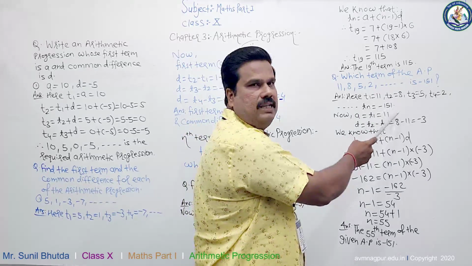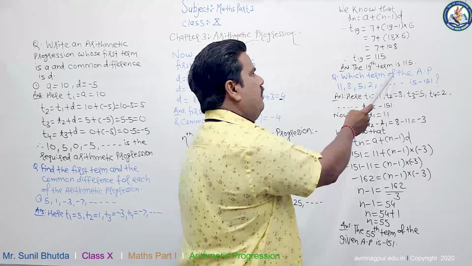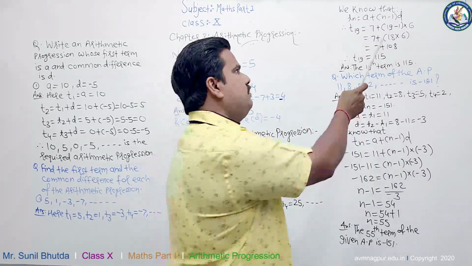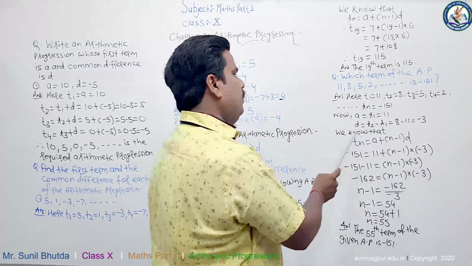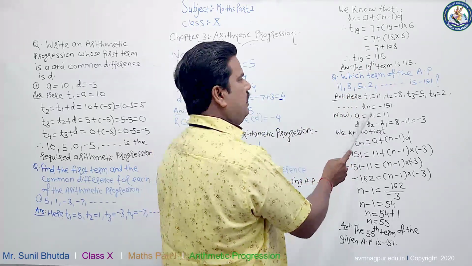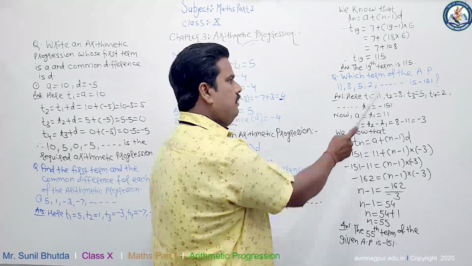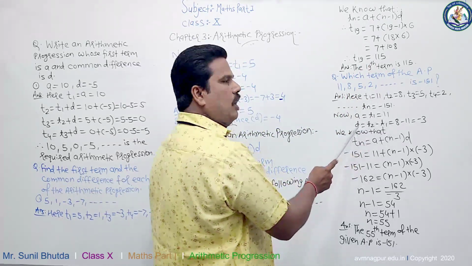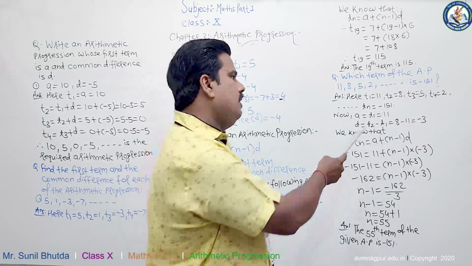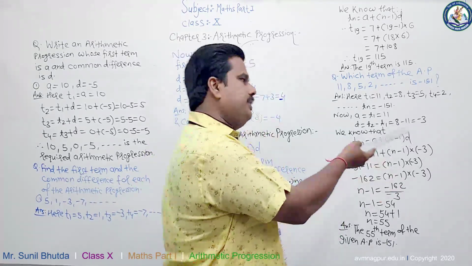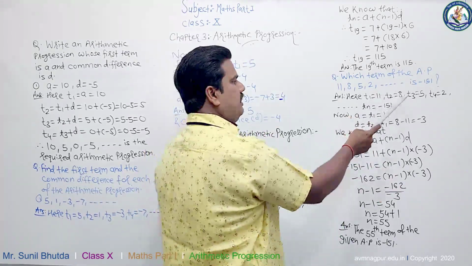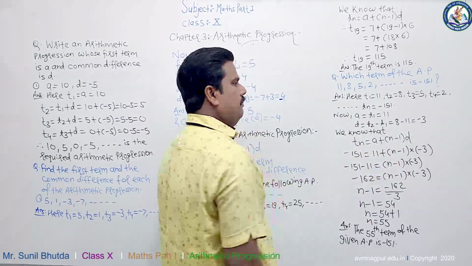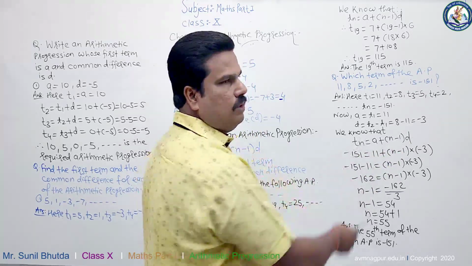Tn is minus 151, and we have to find which term. Which term means small n, which we have to calculate. Firstly, I have written a, the first term. First term means T1. T1 is 11. And find the common difference. Common difference means the difference between any two consecutive terms. T2 minus T1. T2 is 8. 8 minus 11 gives minus 3.